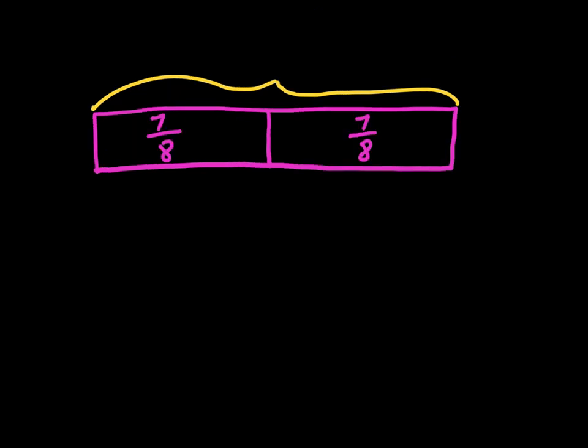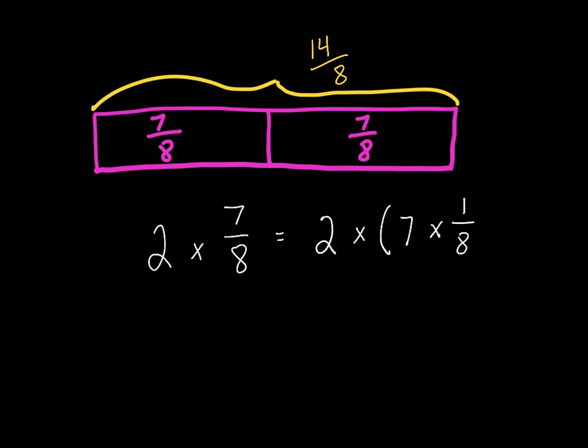All right, next tape diagram shows 7/8 plus 7/8. 7 plus 7, that would be 14/8. But now, if we want to do this with the associative property, well, we have two groups of, remember, multiplication of, that's what that means. 2 times 7/8 is equal to, well, let's mix up and use the associative property: 2 times 7 times the unit fraction of 1/8. And now that we're doing this, we have 2 times 7, and that would be 14 over 8.